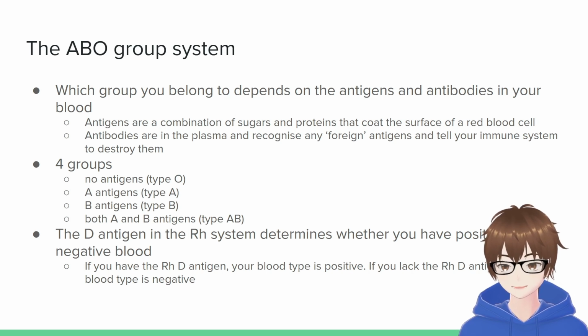First, there is type O. If you have O blood, you have no antigens on the outside of your blood cell. If you're type A, you have A antigens. If you're type B, you have B antigens. And if you have type AB, you have both A and B antigens. Then there is also a D antigen in the Rh system, which determines whether you have positive or negative blood, because you can have A positive, B negative, A negative, B positive, and so on. If you have the RhD antigen, then your blood type is positive. And if you lack the RhD antigen, then your blood type is negative.